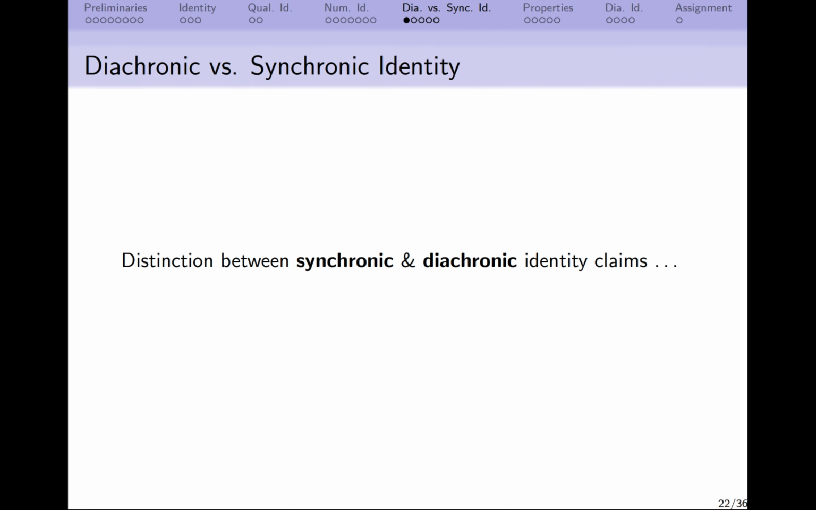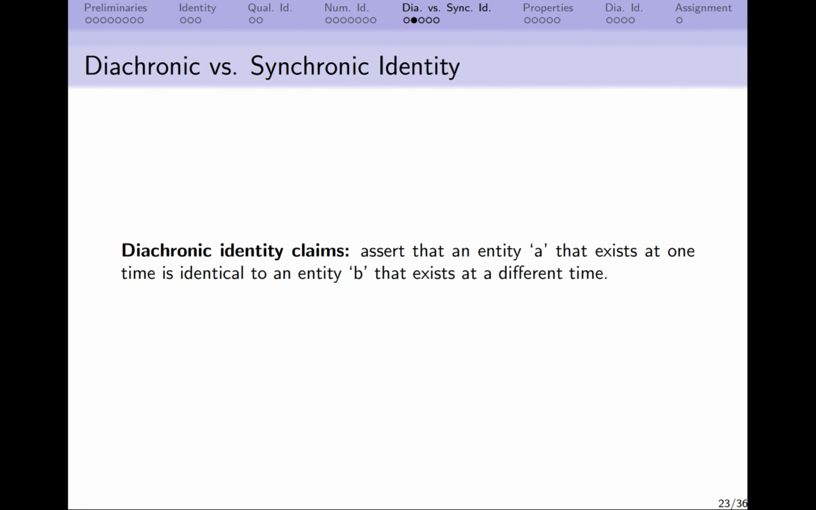Okay, so a second useful distinction is one that might be made between two sorts of claims about identity: synchronic claims about identity and diachronic claims about identity. So a diachronic identity claim is one that asserts that some entity, call it A, that exists at one time is identical to some entity B that exists at a different time. So diachronic just means across time or between two times. So diachronic identity claims are assertions that an object is identical over time.